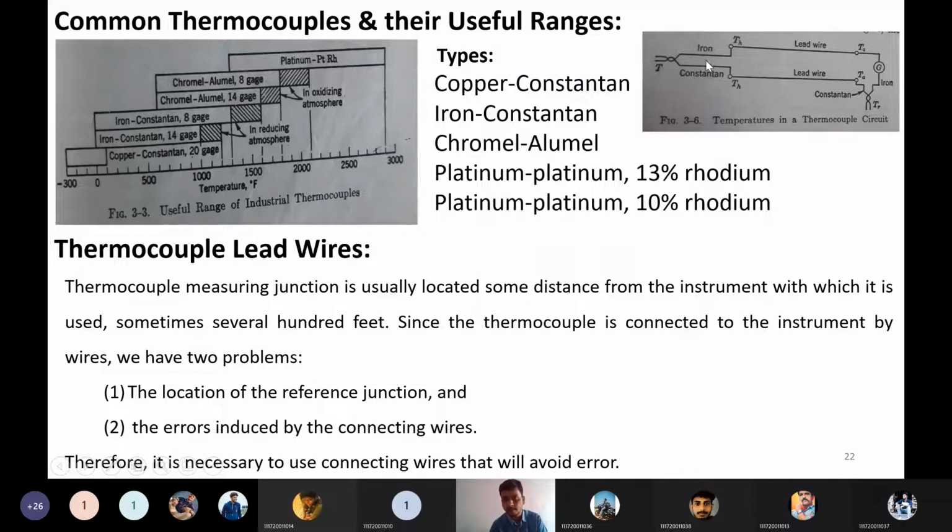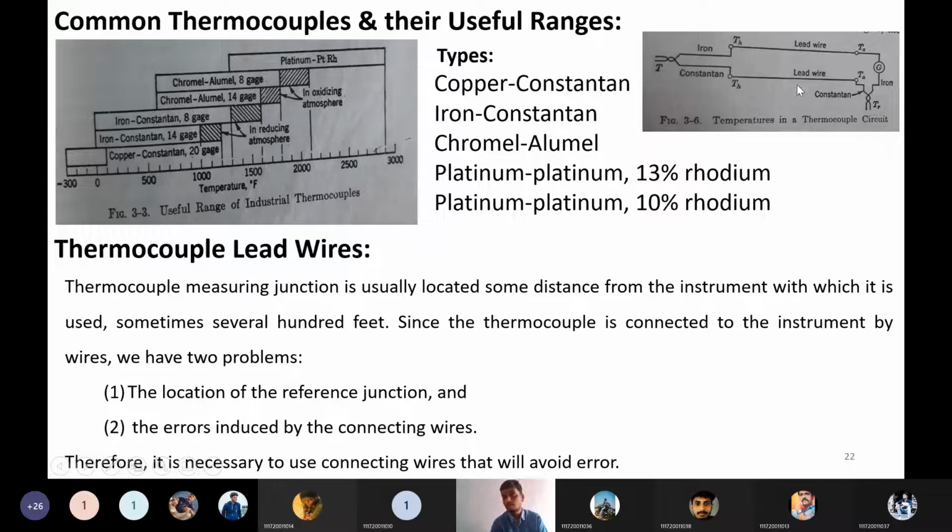Okay, so the next topic is thermocouple lead wires. For example, the first type of thermocouple is iron constantan, where iron is the positive metal and constantan is the negative metal. By twisting or welding these, we form a measuring junction. But in order to construct a thermocouple, we also need a reference junction. We can keep that reference junction far away, more than 100 feet. To do that, we have to connect the iron constantan thermocouple with suitable wires.